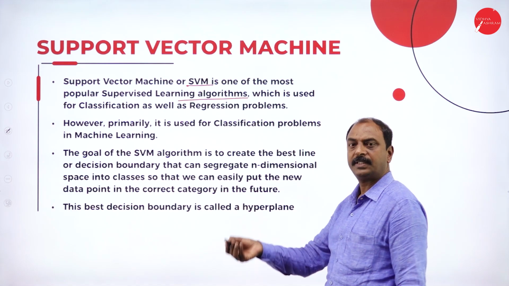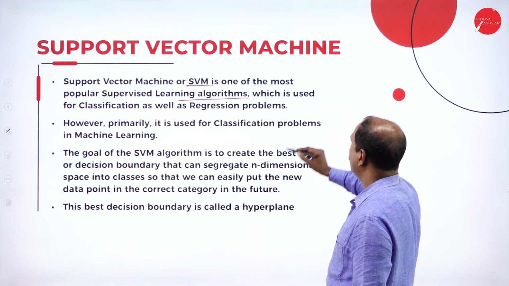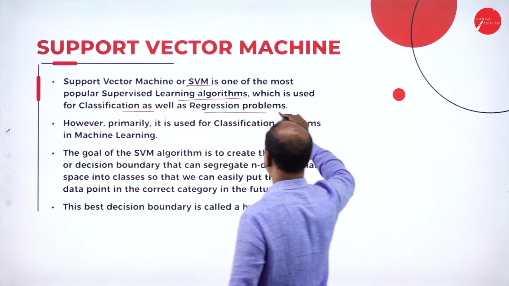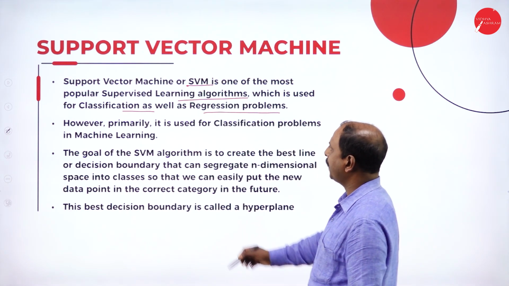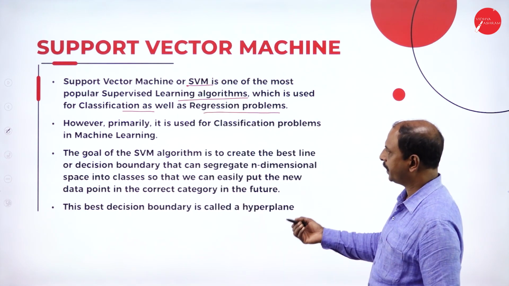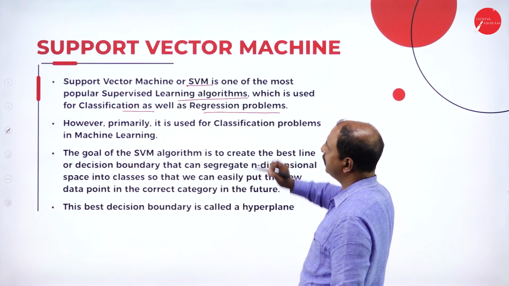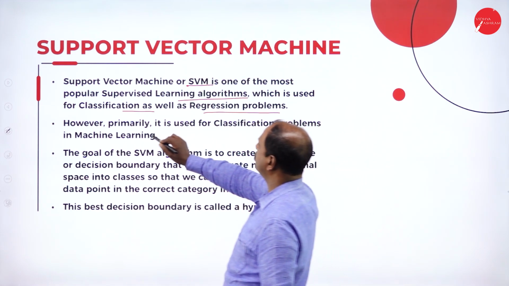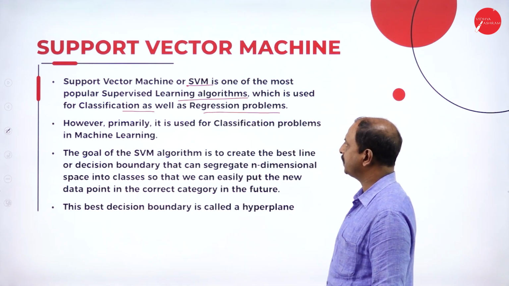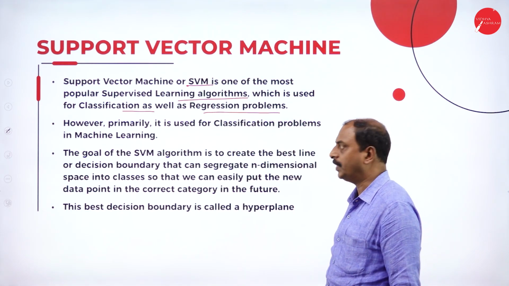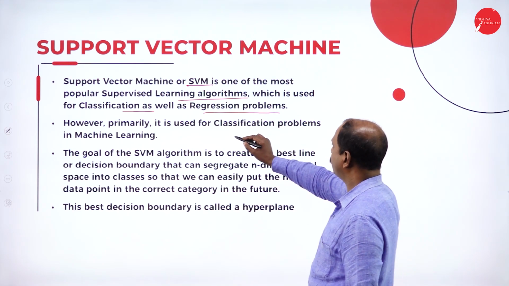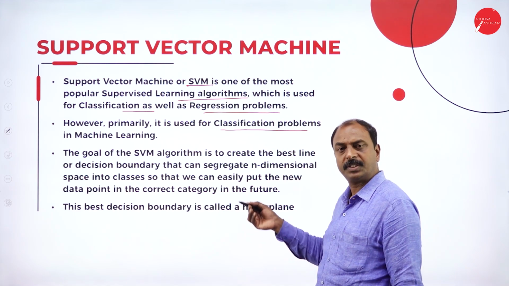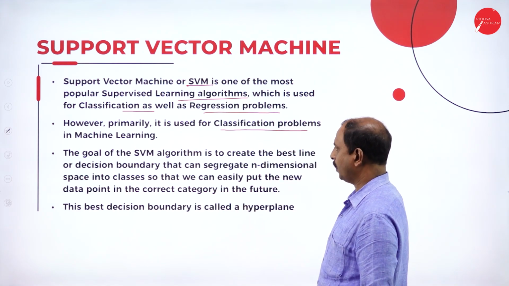You know what is supervised learning? It is the algorithm which is used for classification as well as regression problems. You know that in supervised learning there are two categories, classification and regression, and this support vector machine algorithm is used for both applications. One is for classification as well as regression problems. However, it is used for classification problems in machine learning. Generally, we are using this for classification problems.